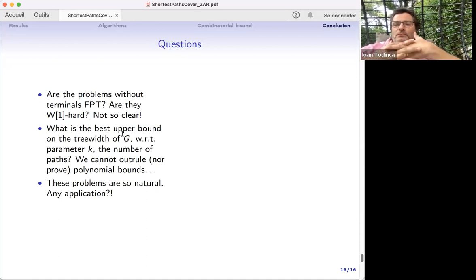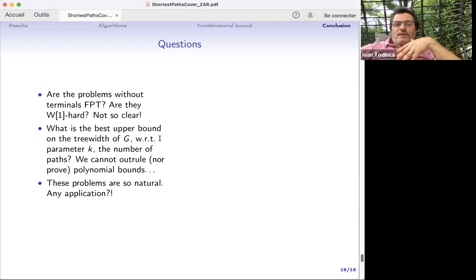I mean, if I had to bet a beer, I would bet on W hardness. But maybe we were too lazy. We briefly discussed with a colleague. Actually, many problems, even on bounded tree width, if we play with distances, many problems become W-hard. So it's not clear to me. The other question is, what about the best upper bound? I said that if G is covered by k shortest paths, then its tree width is at most 3 to the k. Okay. But the worst examples we have are actually that their tree width is polynomial.